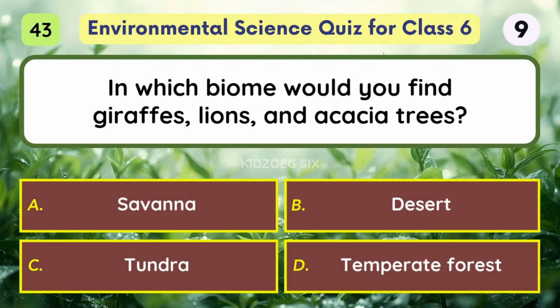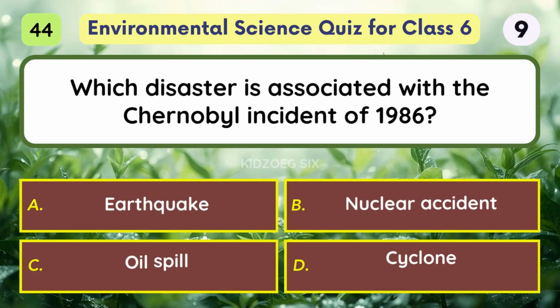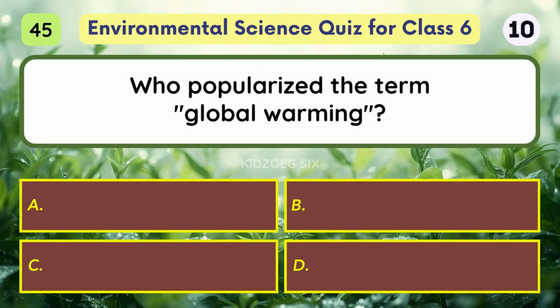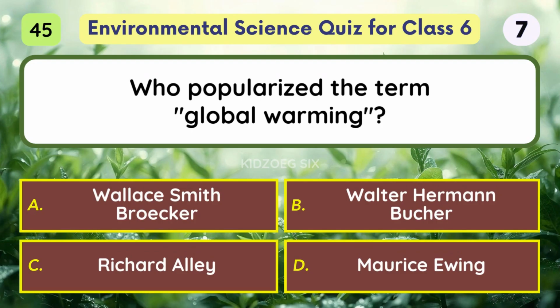In which biome would you find giraffes, lions, and acacia trees? Savanna. Which disaster is associated with the Chernobyl incident of 1986? Nuclear accident. Who popularized the term global warming? Wallace Smith Broecker.